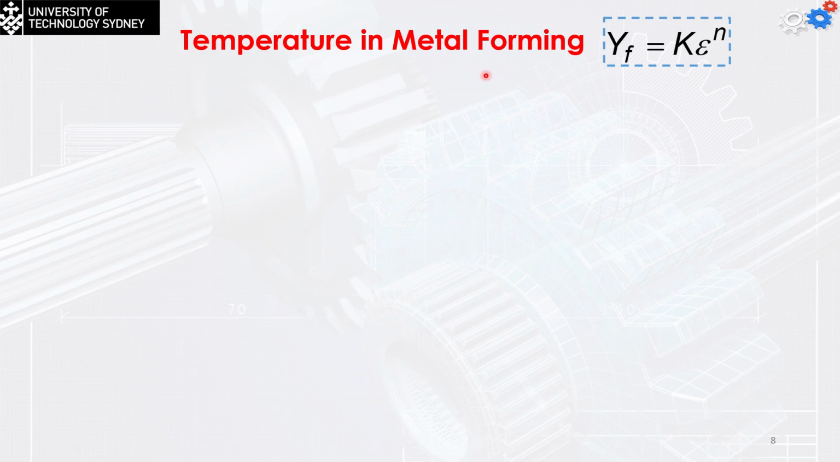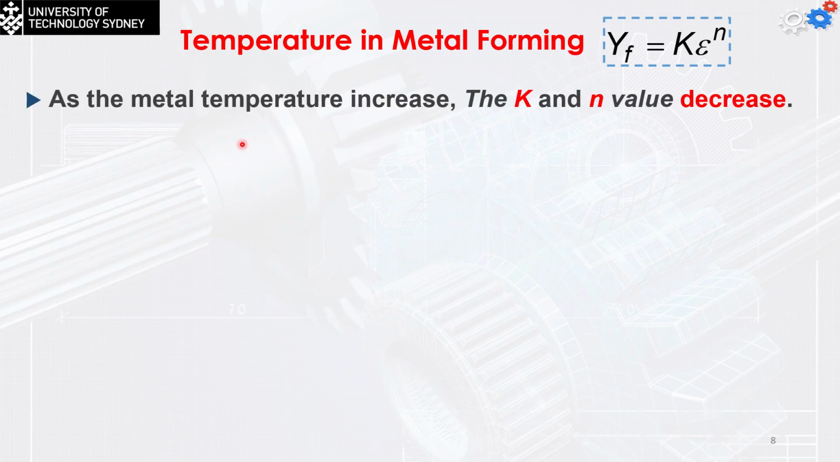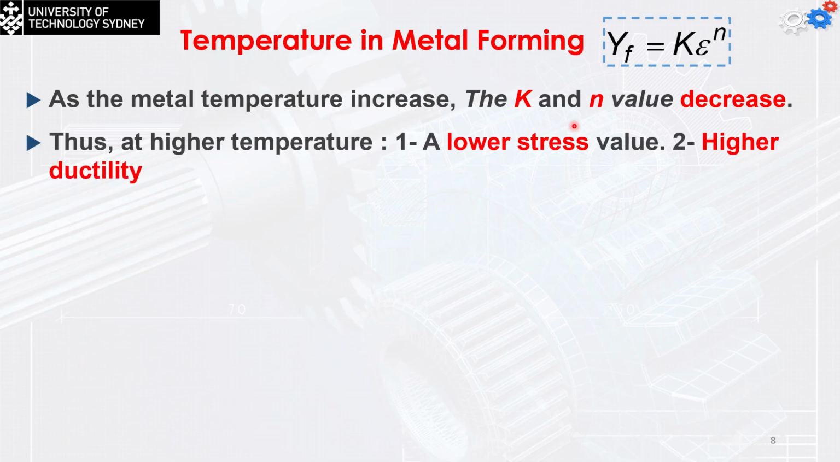Now, how is the temperature going to be useful in metal forming? You remember this equation. We have the K and we have the n. The YF is based on these values, so the calculation of that is going to be very easy. As the metal temperature increases, both the K and the n values decrease, and then the flow stress decreases. So this will make the strength less, and thus we can deform the material much easier.